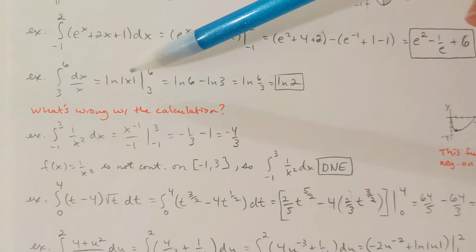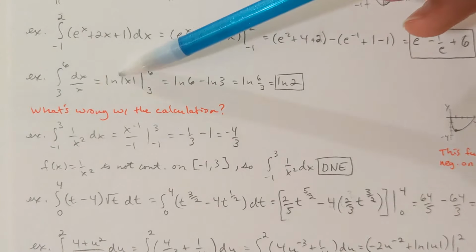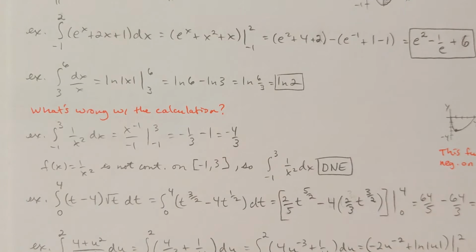Now if my bounds were different, like if I were going from -3 to -1, then I would want the absolute value bars because I can't take ln of a negative. Also, if I were going to find what's called the indefinite integral or the general antiderivative, I must have the absolute value bars, otherwise it's the wrong answer.